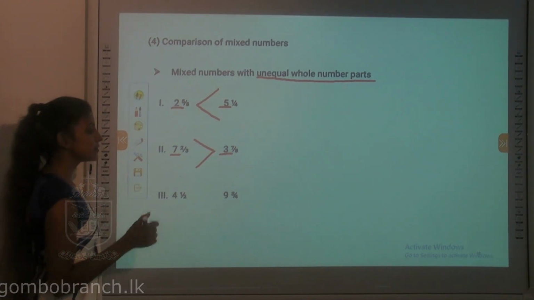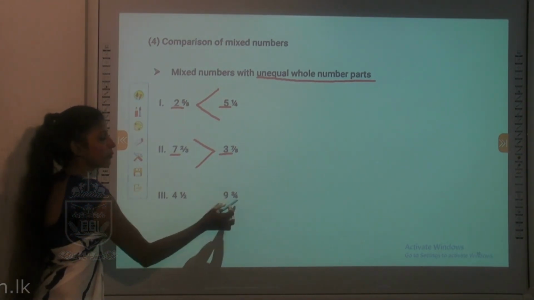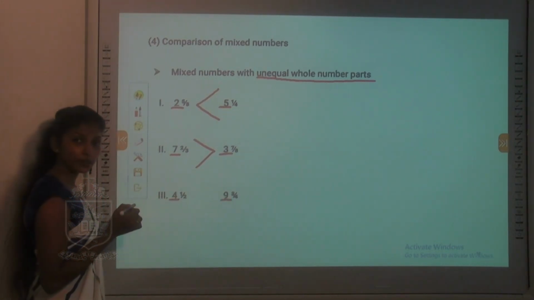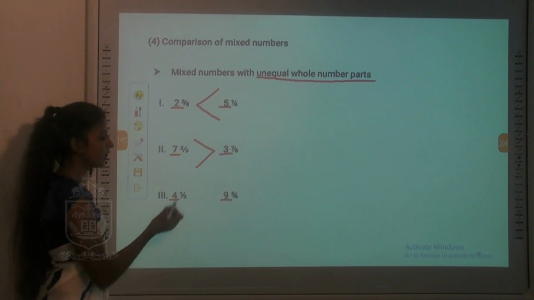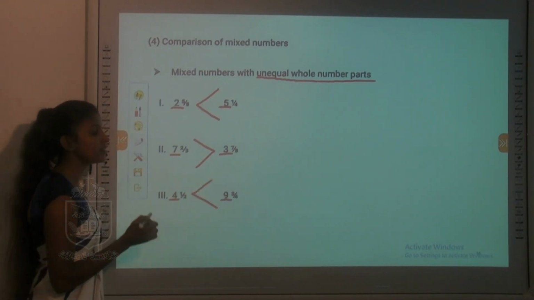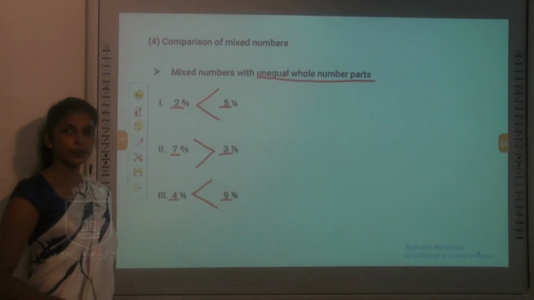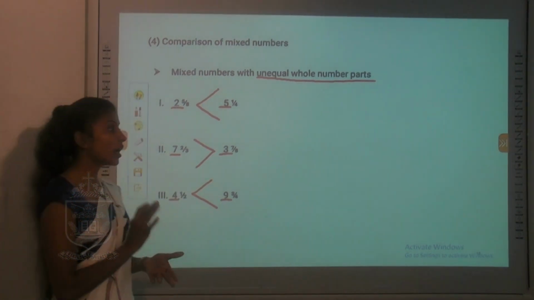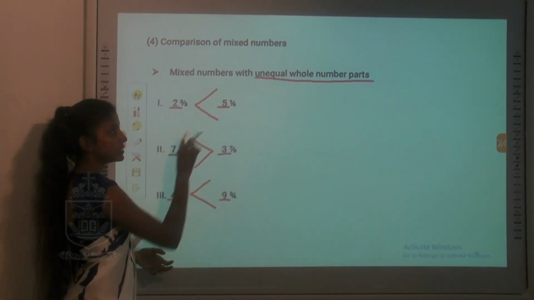Third example, same thing. No need to worry about the two fractions. Here you have the whole numbers 4 and 9, which is large? 9 is large. So this is the larger mixed number. So that is the way of comparing mixed numbers when you have unequal whole numbers like this.